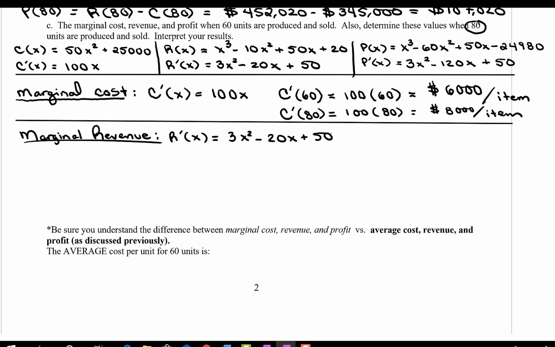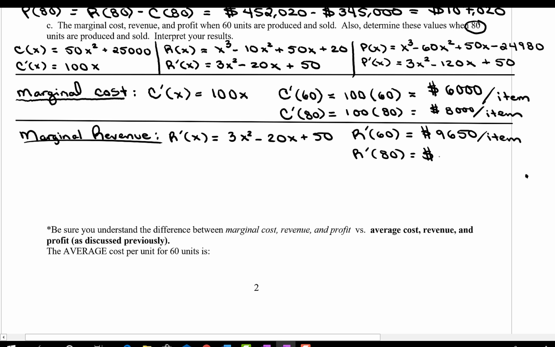So I'm going to write here to the right, R prime of 60 is going to be equal to, actually I'm just going to do this in the calculator and write the answer here. So R prime of 60 is equal to $9,650 per item. And R prime of 80 is going to be equal to $17,650 per item.